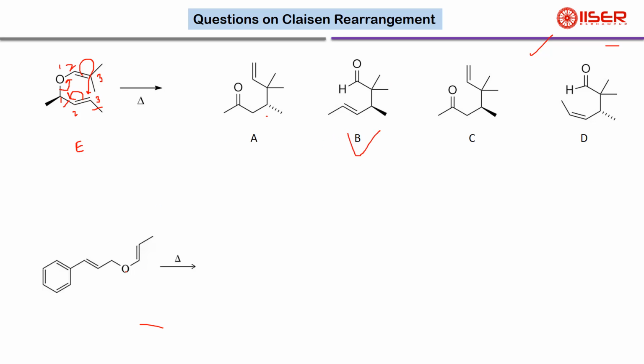Okay, let's go to the next one. What will be the product of this reaction? So from this structure, and also as the topic is Claisen, you can see this will undergo the Claisen rearrangement. So just move the arrows. It is a simple one. Sorry, it will be like this.